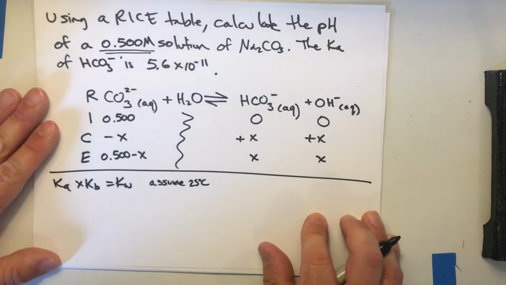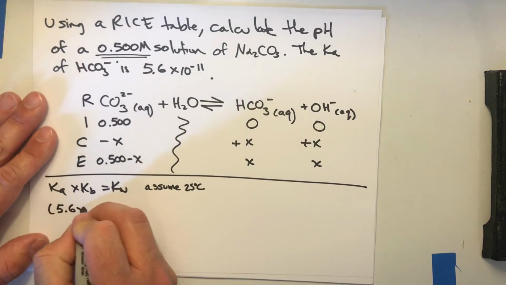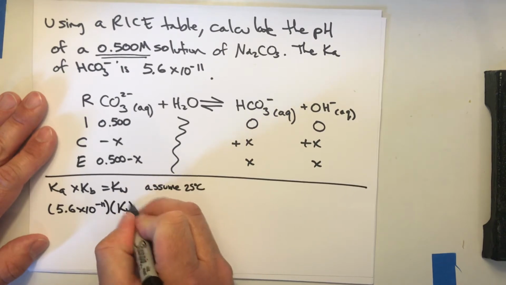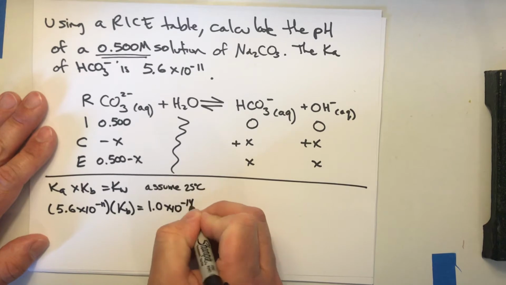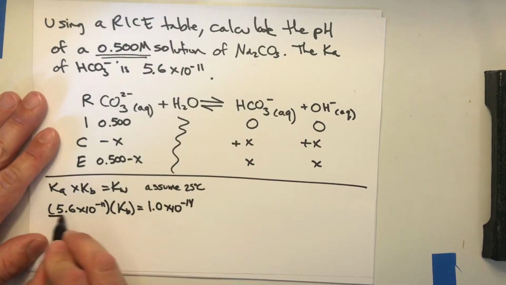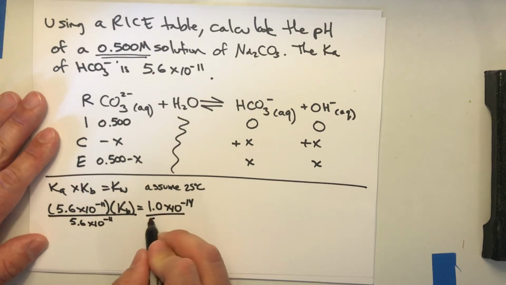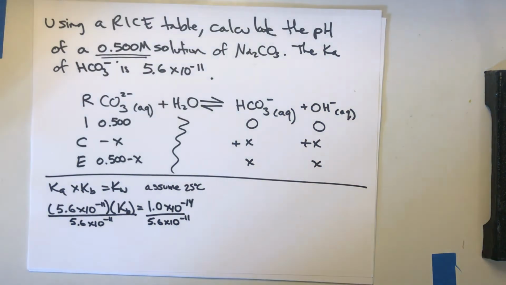So now we're going to plug numbers in here. We know that the Ka is 5.6 times 10 to the minus 11. We don't know the value of Kb yet. Kw is 1.0 times 10 to the minus 14. So we divide both sides by 5.6 times 10 to the minus 11. And then we go looking for our calculator because we forgot to bring it.